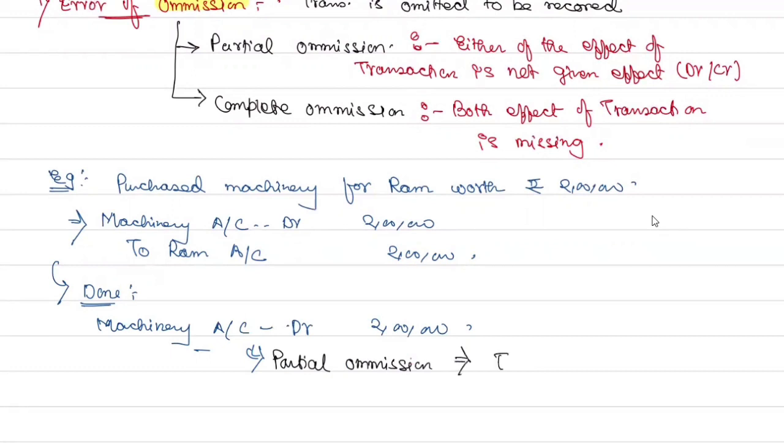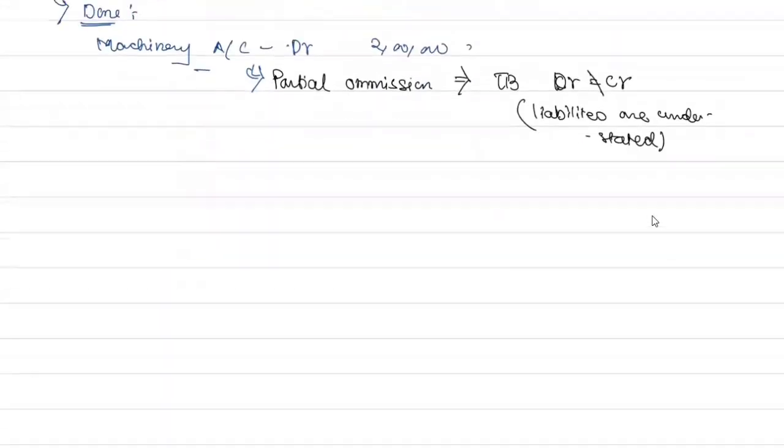Now, will my trial balance match? No. Reason? My liabilities are understated, because RAM was a creditor. So my liabilities are understated. Correct?